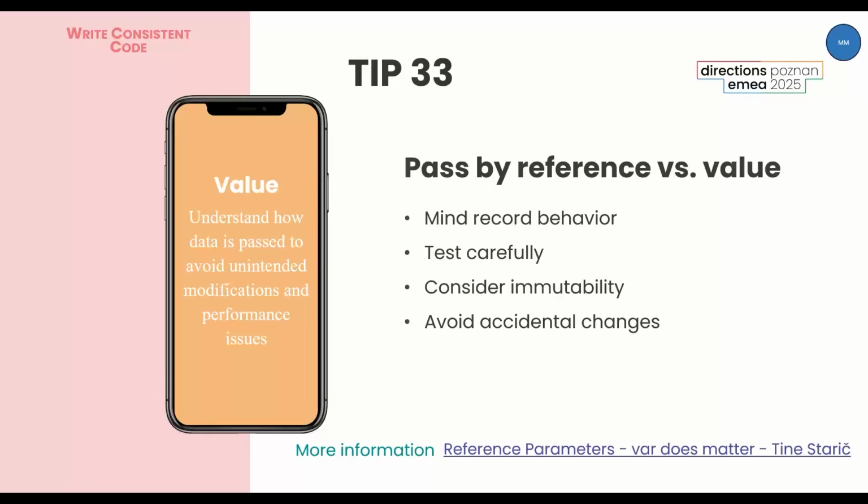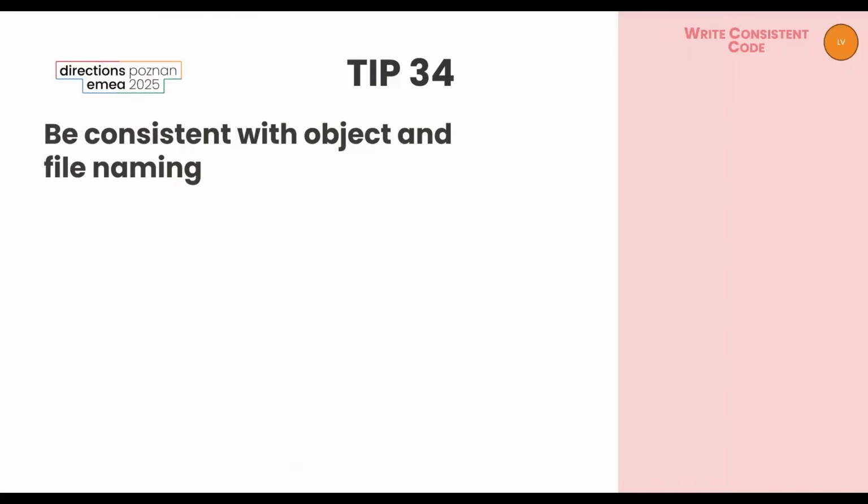once you change something in some procedure down the line, it will also change the initial variable. People often forget this and also often pass by reference everywhere, even where it is not needed. So just mind this record behavior, because you can introduce incorrect data changes, or you can introduce some bugs. Basically, the value here is to understand how data is passed to avoid unintended modifications and performance issues. Tine created a really nice blog post explaining why var matters, and why it is different if you are passing by reference.